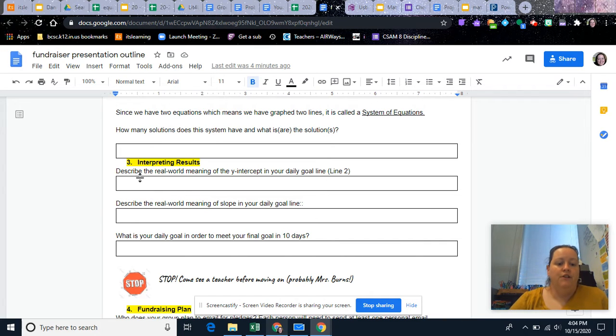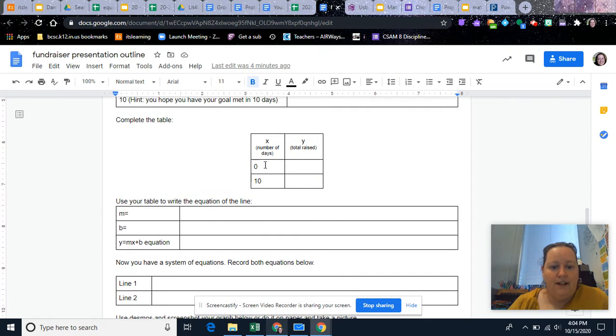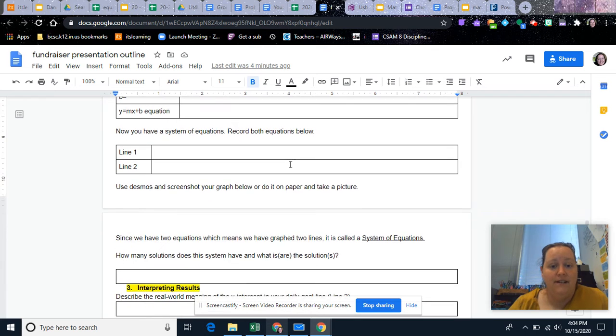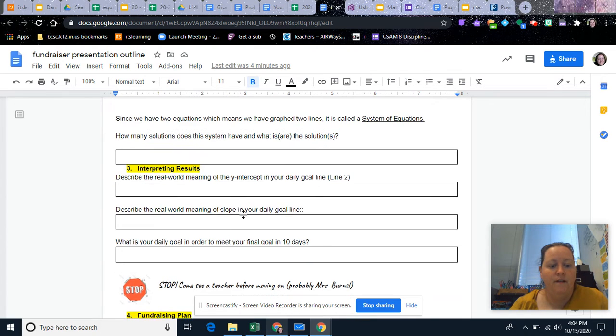So what you're going to do is describe the real world meaning of the y-intercept of your daily goal line. Looking back at your daily goal line, that was line 2. When you had 0 days, that's your y-intercept. So at the beginning, what does that mean? How much money did you have? And what does that mean in the context of this problem?